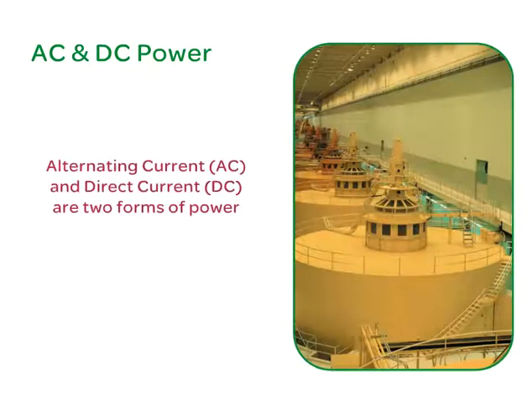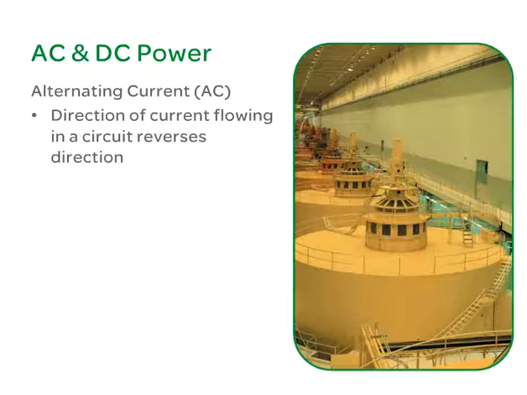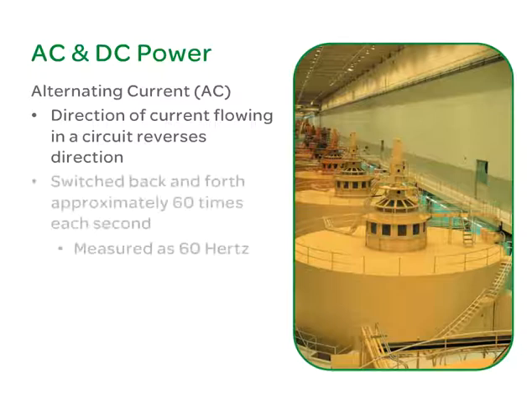As mentioned in our section on key terms, alternating current and direct current are two forms of power. Let's begin to explore the ways in which each is utilized. When the direction of current flowing in a circuit constantly reverses direction, it is known as alternating current. The electrical current coming into your home is an example of alternating current. Alternating current, which comes from the utility company, is switched back and forth approximately 60 times each second, measured as 60 Hertz. This measurement is called the frequency.